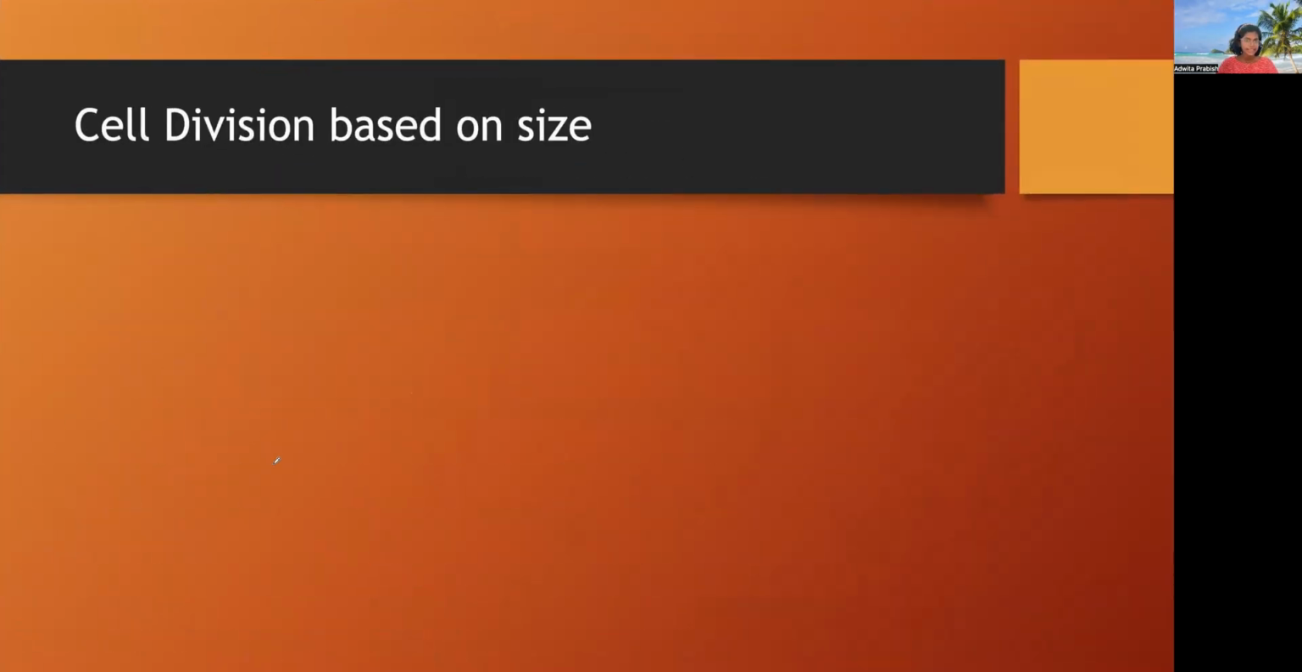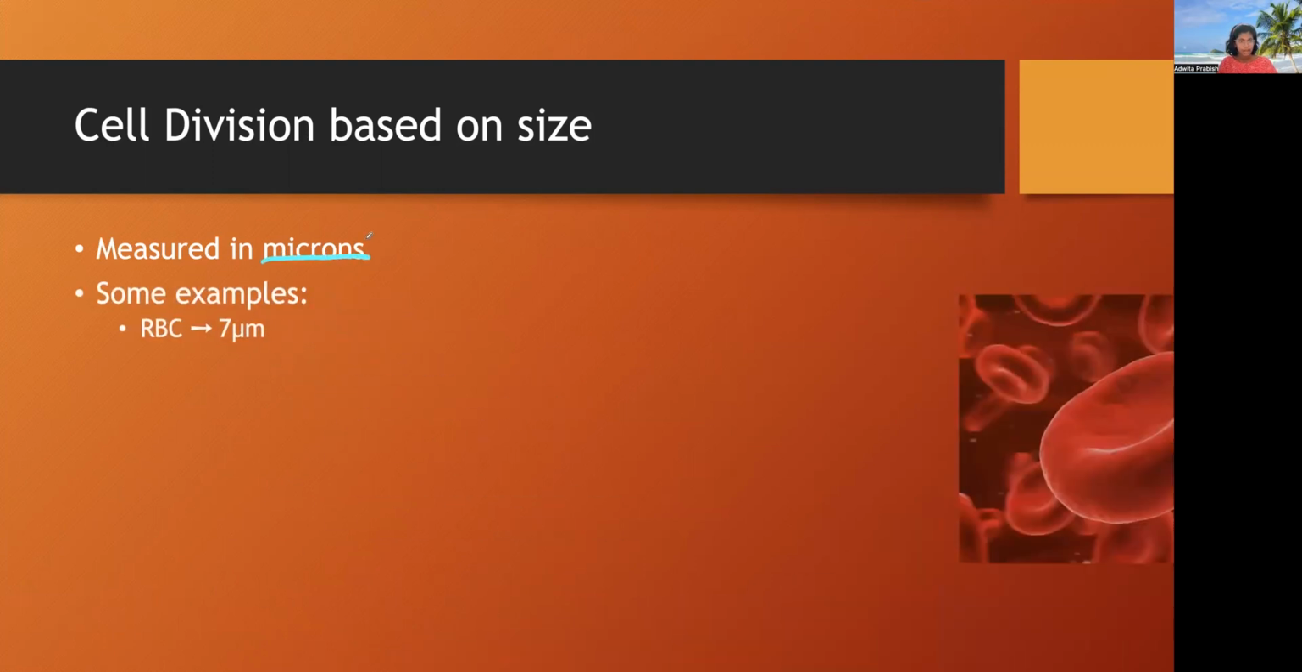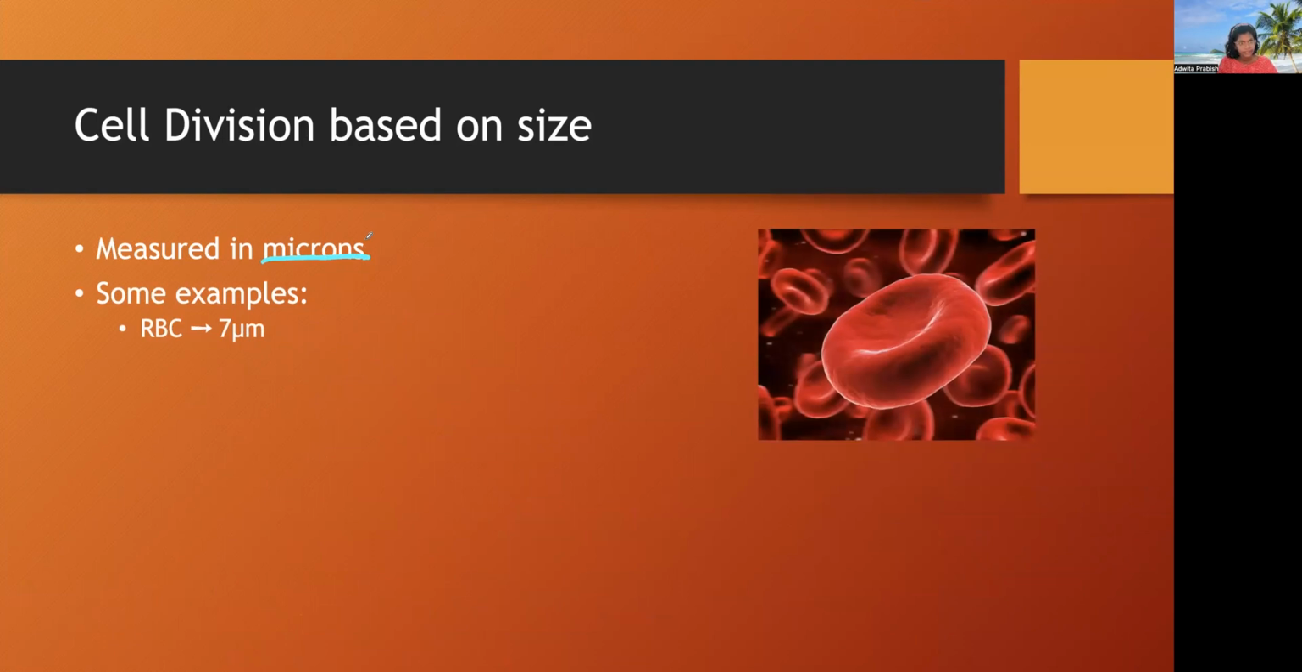Now we're going to see the cell division based on size. Now the sizes of cells are measured in microns. So some examples of the cells and their size is given below. That is RBC is 7 micrometers. Micrometer is the same as microns. Both are the same things. Both are used for measuring the sizes of cells.